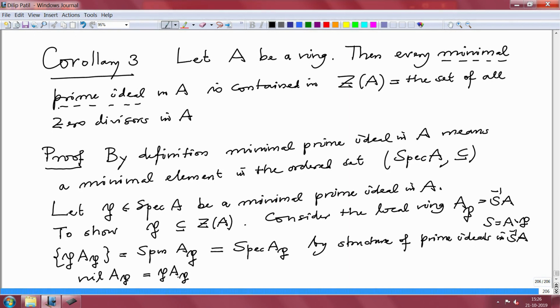That means every element in this ideal is nilpotent. So, take any element a/1, for example, where a is in P. a is an arbitrary element in P, and I want to show that this a belongs to the zero divisors of A. This is what we want to show, and for that we consider a/1. a/1 is in PA_P by definition, and therefore it is nilpotent.